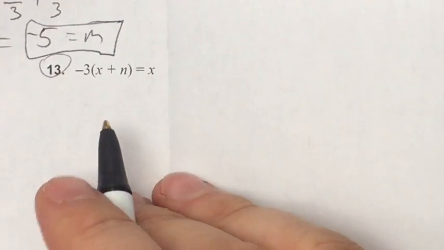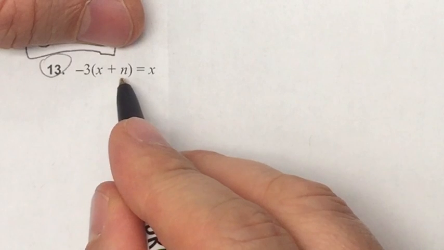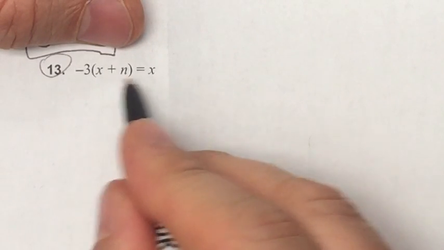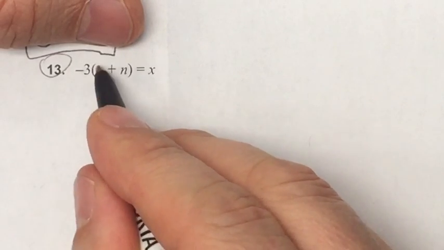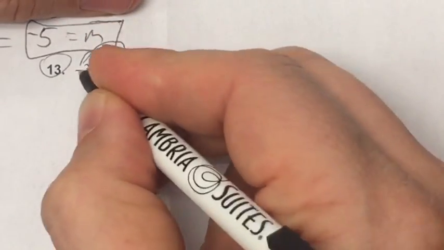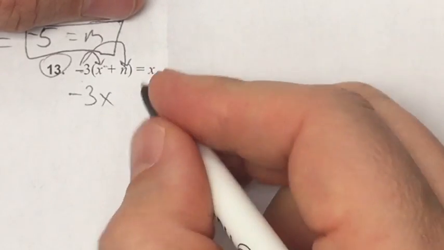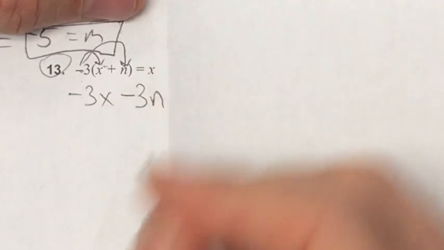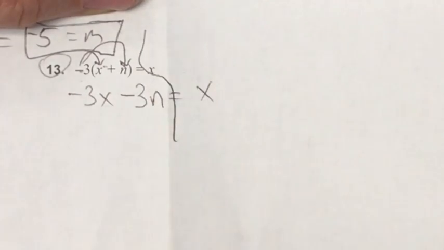We have, all we're doing here is solving the equation for x. So we are not plugging in any numbers here. We're just solving for x and we're done. So we have negative 3 times the quantity of x plus n equals x. So we have x over here and over here. We have parentheses here. Looks like we have some distribution we need to take care of right at the outset. Negative 3 times x is negative 3x. Negative 3 times a positive n gives me negative 3n. Okay, that's the left side. On the right side, all I have is x.